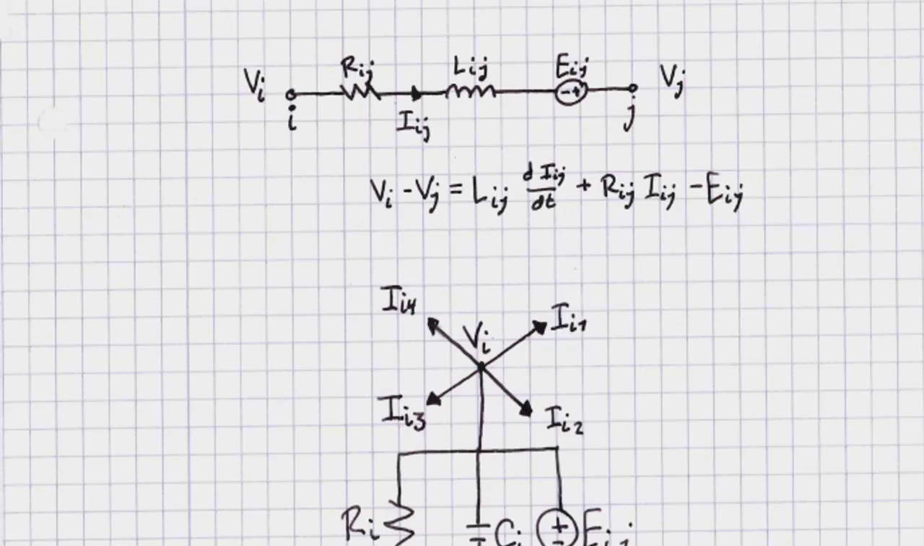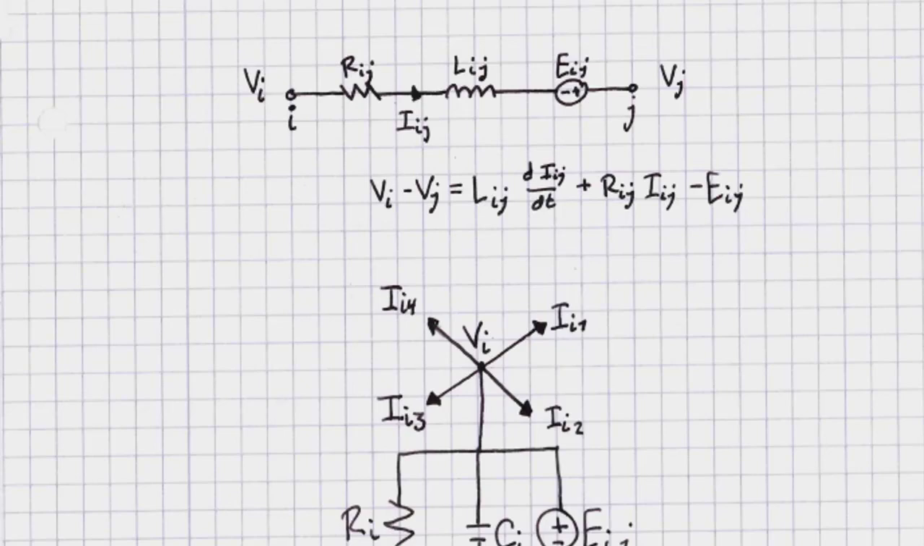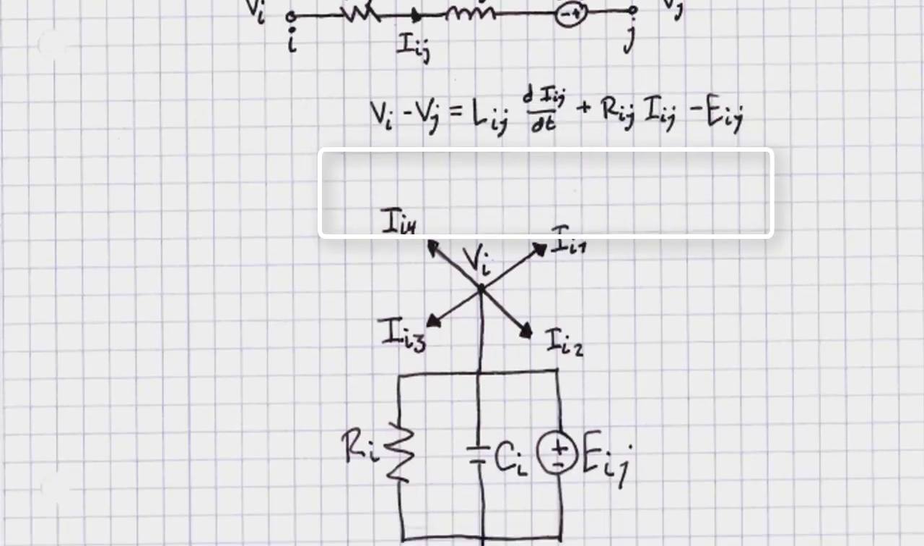When we calculate current, we calculate it over segments. An example segment is shown here, from I to J. The voltage at node I is Vi and at node J is Vj. Calculating the voltage drop over this segment will give us the current Iij by dividing the voltage drop by the segment's resistance. This means that Vi minus Vj equals Lij times dIij/dt plus Rij times Iij minus Eij, which is any additional voltage source on the segment.